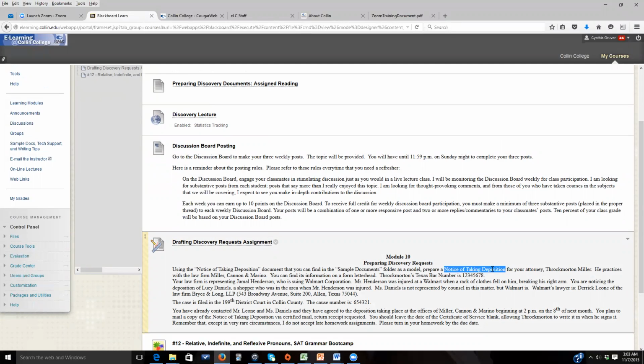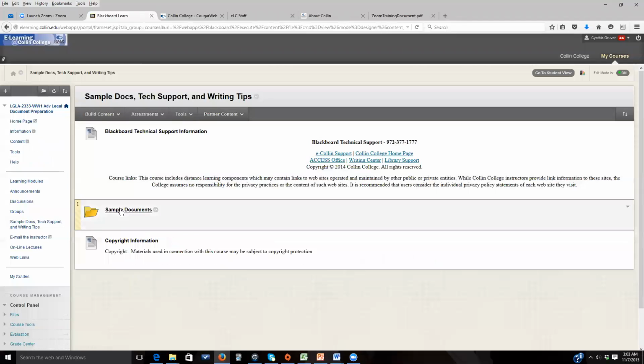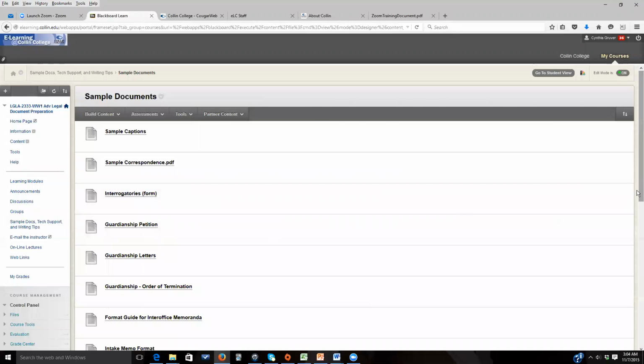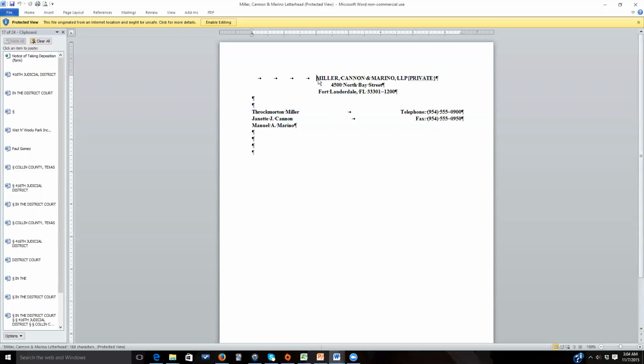So that's going to be the name of our document, and we know our attorney's name, Throckmorton Miller. What a name. He practices with his law firm, and of course we're going to need to go and get the address for Miller, Cannon, and Marino. So I'm going to go over here to the sample documents. Here we go. So I'm going to click on Miller, Cannon, and Marino letterhead. And so this is going to give me the address.